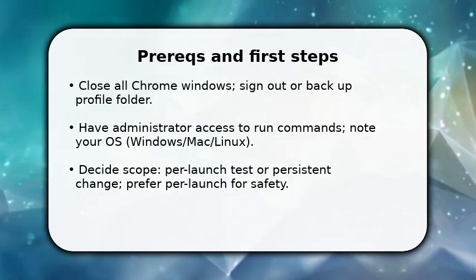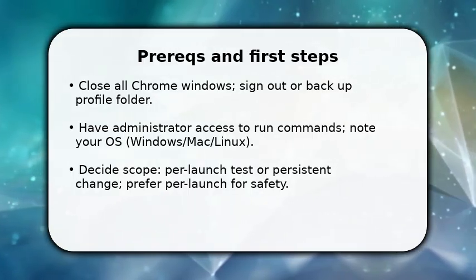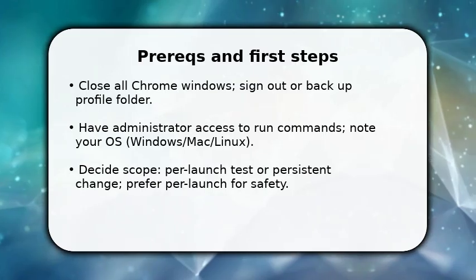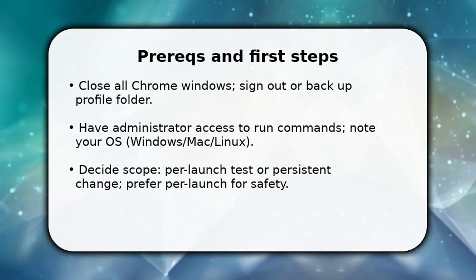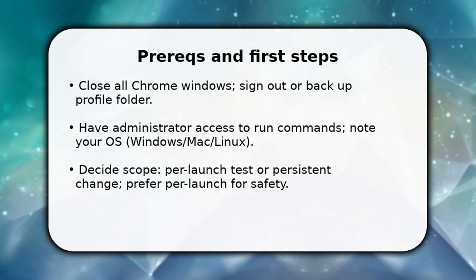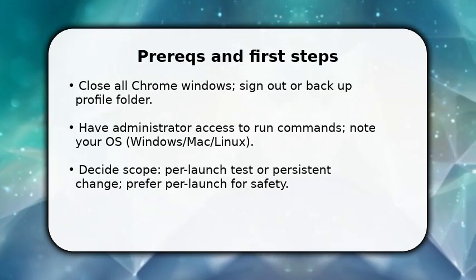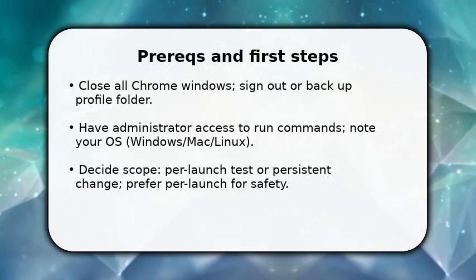Make sure to note your operating system because the exact command format differs on Windows, Mac, and Linux. Now you're ready to create the command or flag line that disables HTTPS enforcement for this session. You'll now run Chrome with flags that bypass secure enforcement.